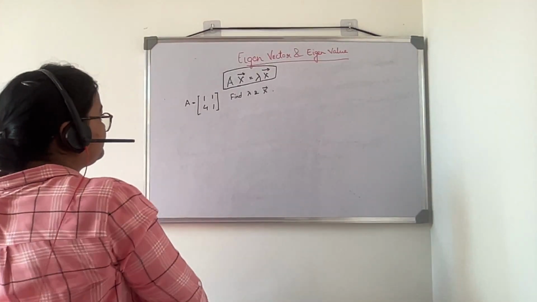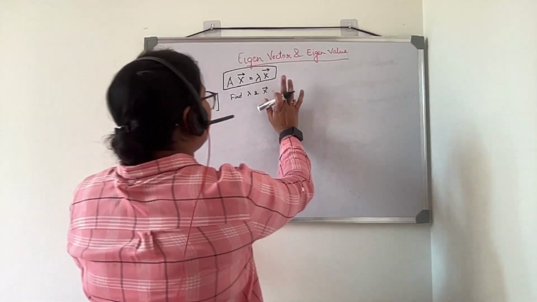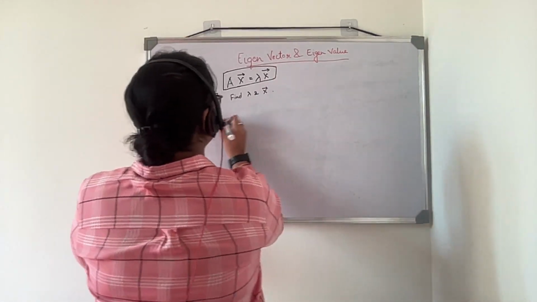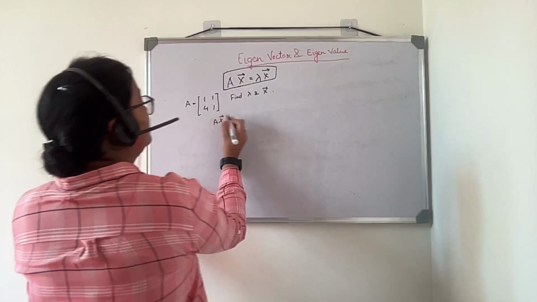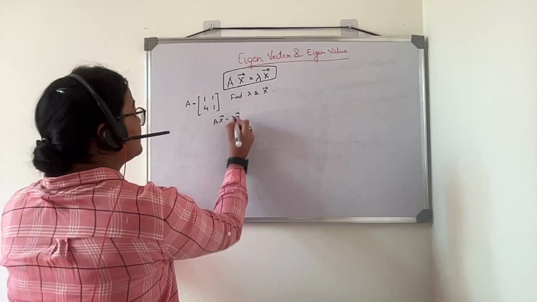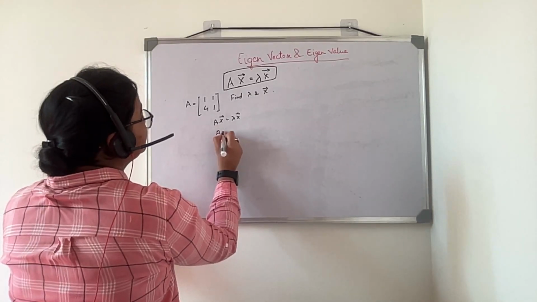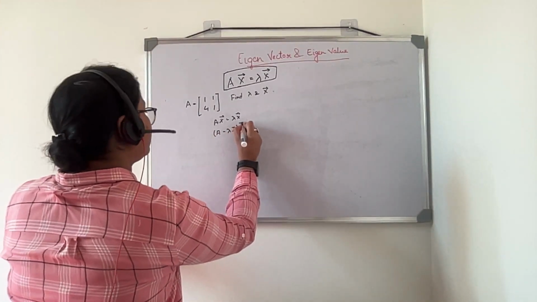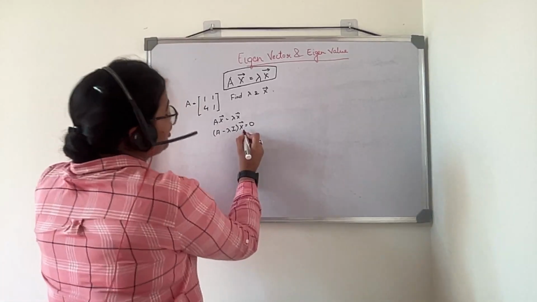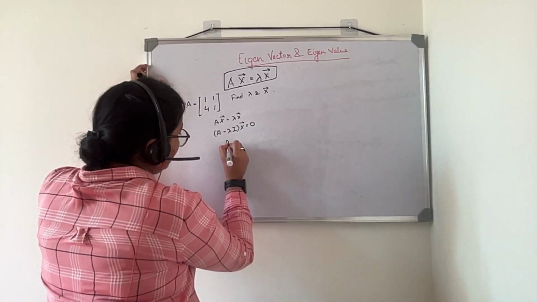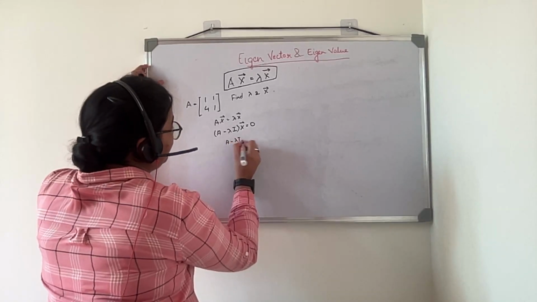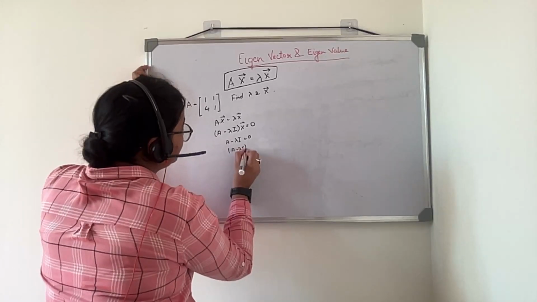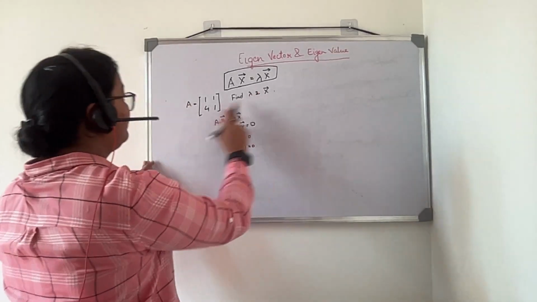Okay, so we know this formula. For all non-trivial solutions of x, we can write this equation A x bar equal to lambda times x bar. So we can do it as A minus lambda times the identity matrix, multiplied with x bar, equal to 0. So for all non-trivial solutions of x, we can write the determinant of A minus lambda I equal to 0. So to find the lambda, we can use this equation.